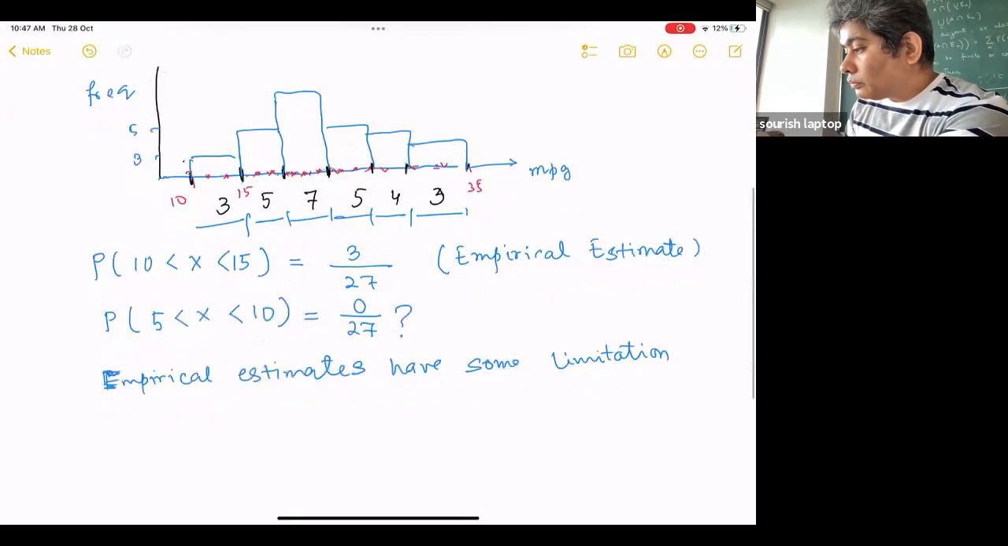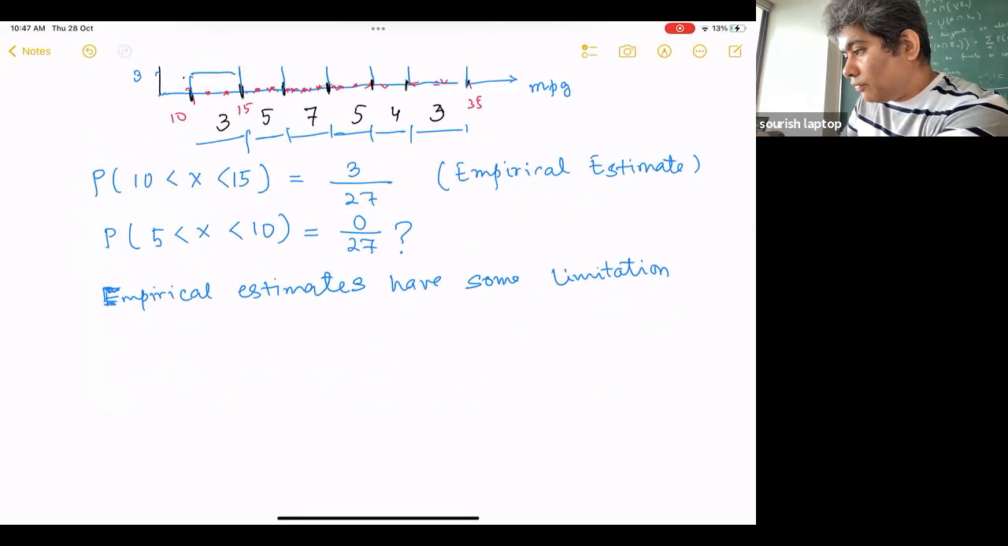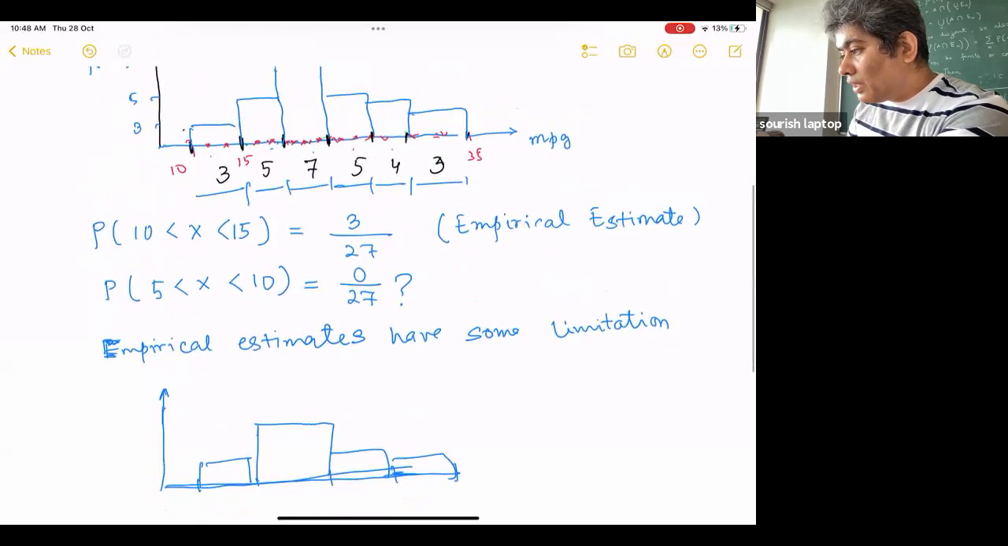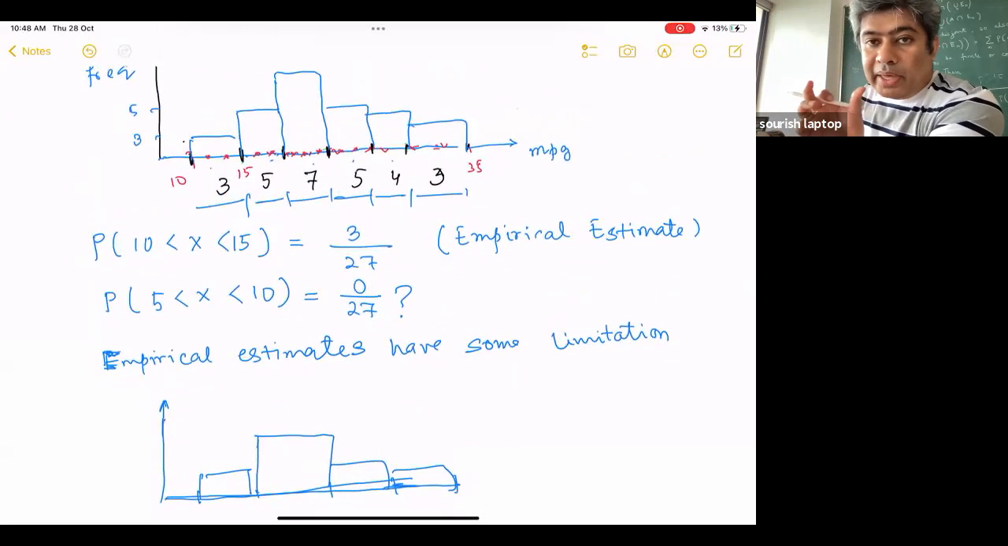If this is the case, then the same thing you can draw with, say, 4 bins. How many bins have we taken here? 1, 2, 3, 4, 5, 6. But I can draw the same with 4 bins, and the 4 bins will look somewhat like this. With the same data, if I just change the bin width, the distribution behavior will change.